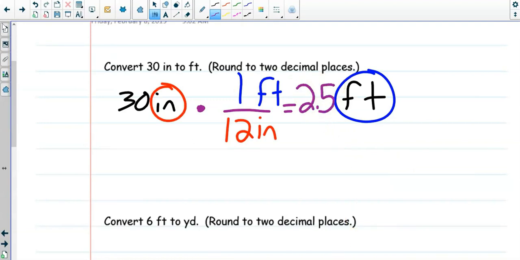And that's it. That's really all there is to conversions. You just find the relationship on those notes or in that table that they give you in the assignment, and you set up your fraction and do the quick multiplying.